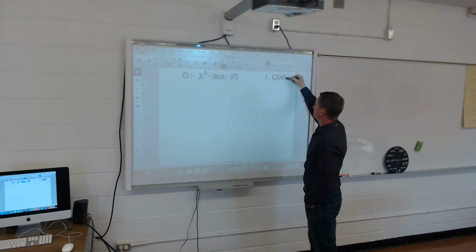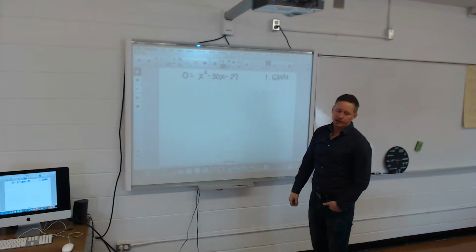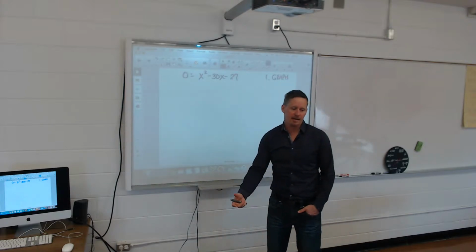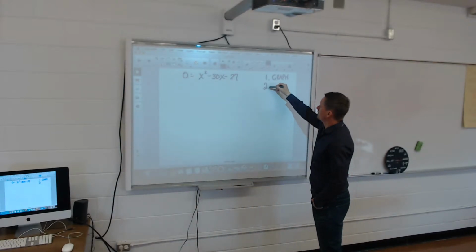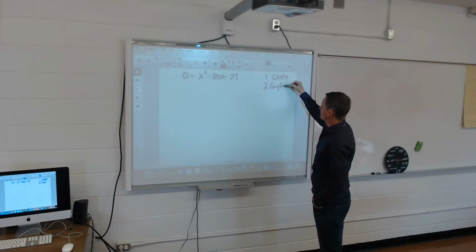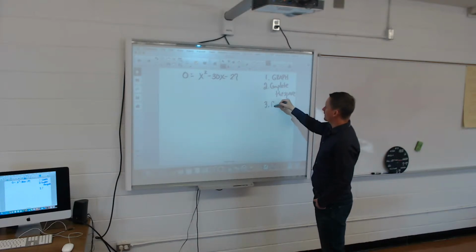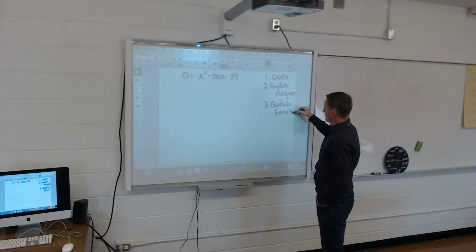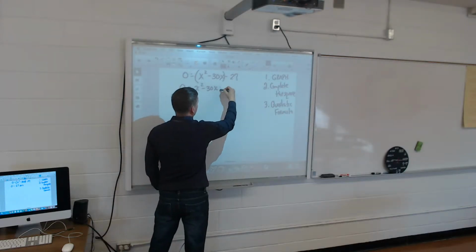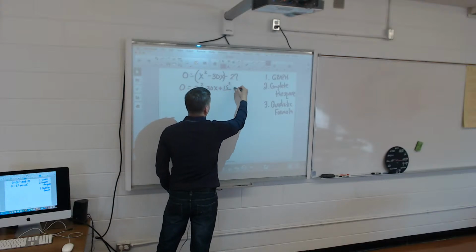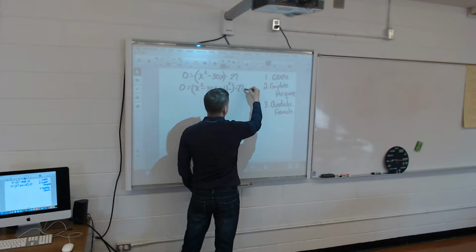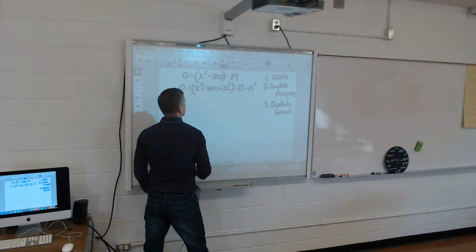Graph it. Okay, you could use completing the square if you want. I might use it just for fun right now. So I have complete the square, and then your quadratic formula. So again, we're using everything from previous: minus 30x plus 15 squared, minus 27 minus 15 squared.